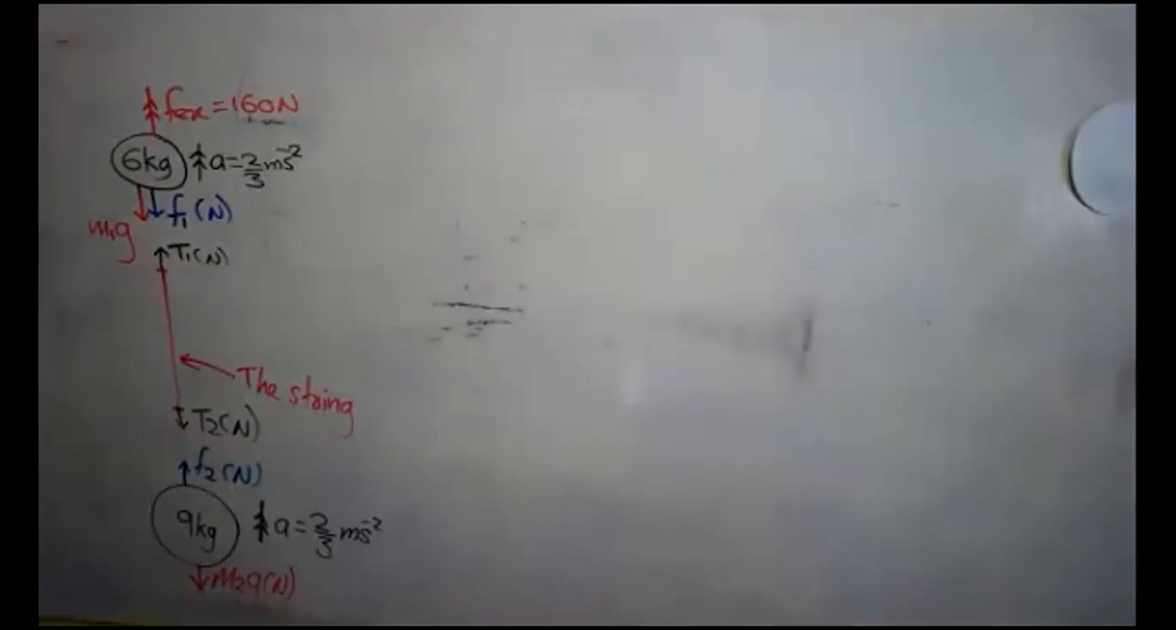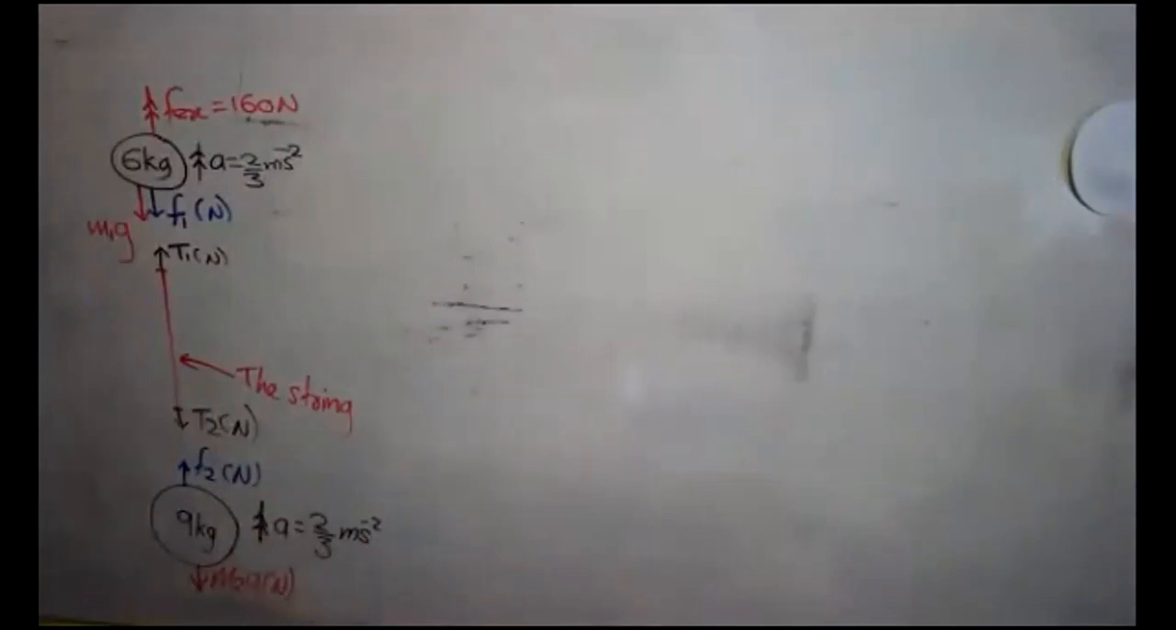The 6 kg object is moved up by the 160 Newton force. As the string is connected to the 6 kg object, when the 6 kg object is moving up, it pulls the string upwards by a force of T1 Newton. According to Newton's third law of motion, when 6 kg object gives a force to the string, the string should give equal and opposite reaction force to the 6 kg object. That force is marked as F1 Newton on the 6 kg object.